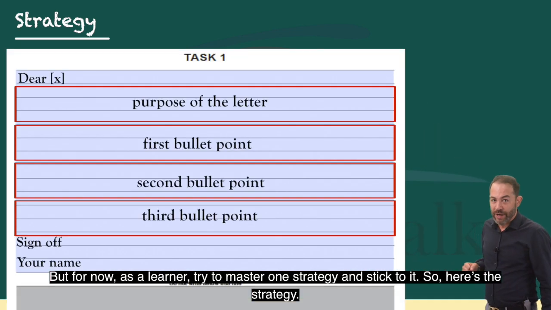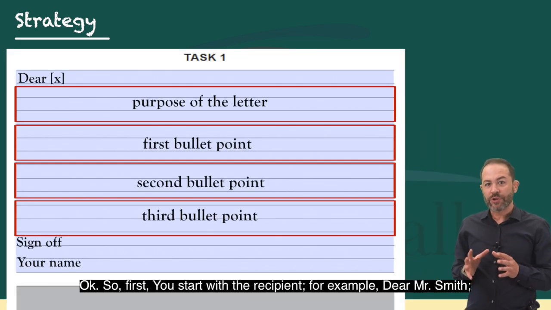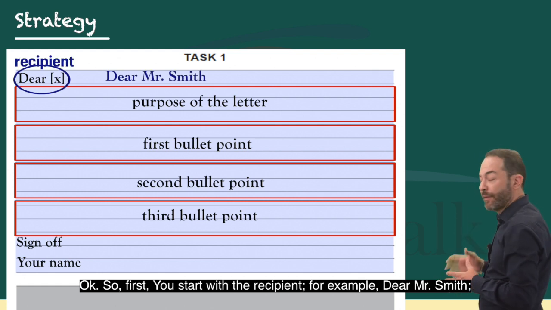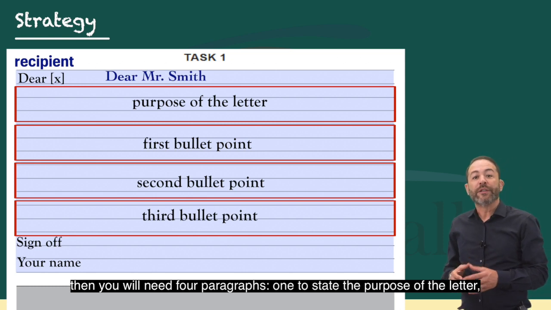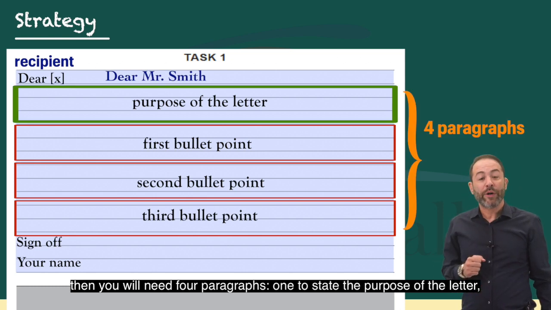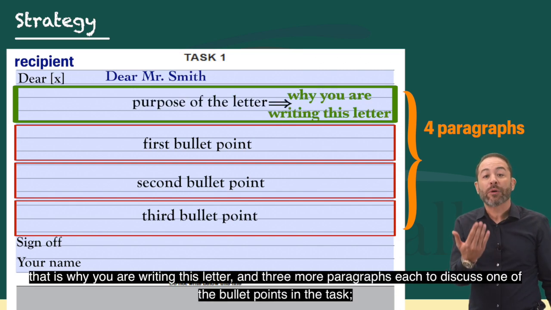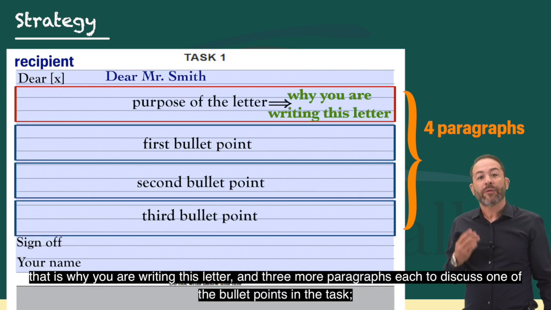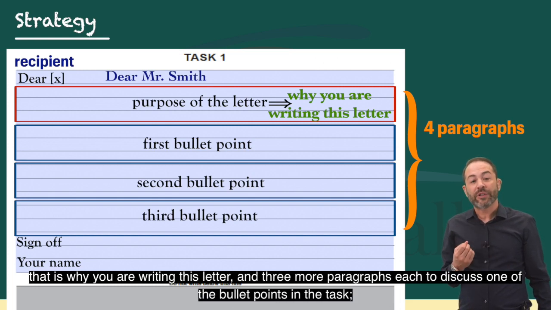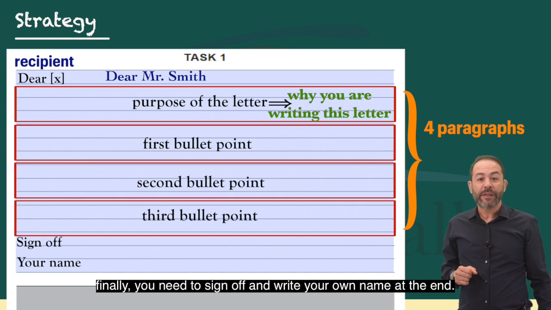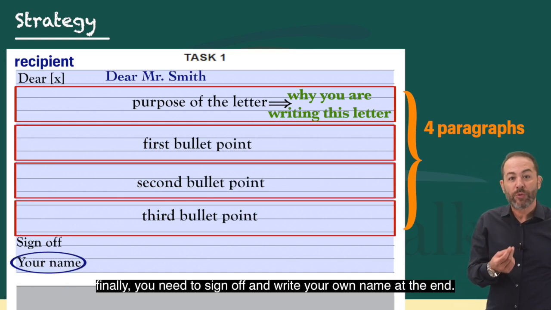So here's the strategy. First you start with the recipient. For example, Dear Mr. Smith. Then you will need 4 paragraphs. One to state the purpose of the letter, that is, why you are writing this letter, and 3 more paragraphs, each to discuss one of the bullet points in the task. Finally, you need to sign off and write your own name at the end.